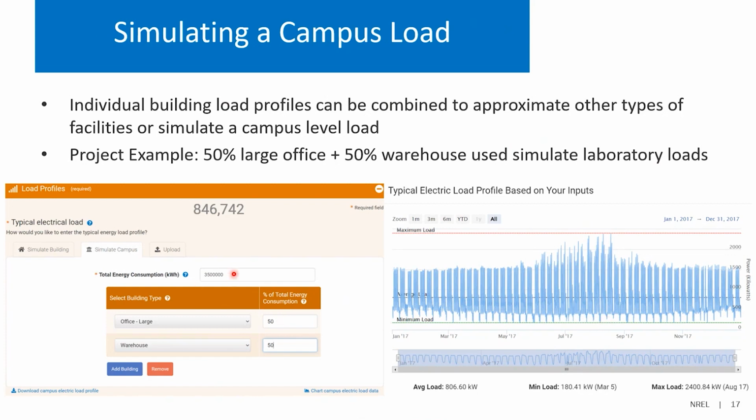You would also be able to enter an annual energy consumption in kilowatt hours at the top to best approximate your building. So you can really play around with these, add additional building types to approximate your facility type to the best of your abilities.